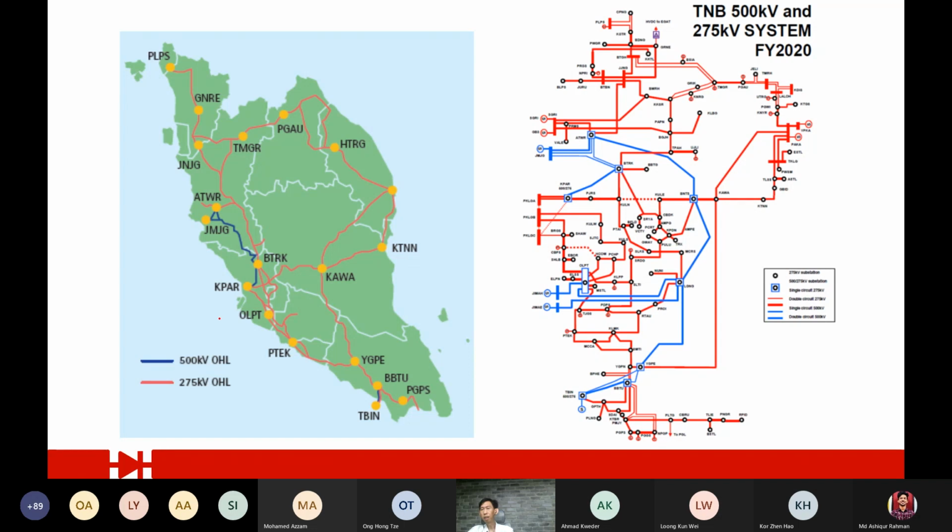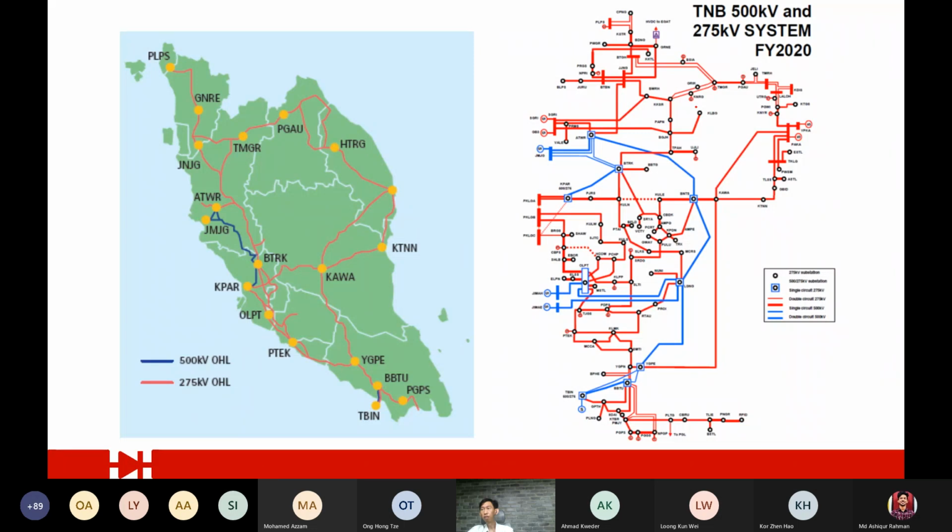And you can see that currently in Malaysia, our highest transmission line, OHL is overhead line, is 500 kV. You can see we have 500 kV somewhere here. This is Selangor, right? We have Selangor all the way connected to Perak. And then the rest is 275 kV.